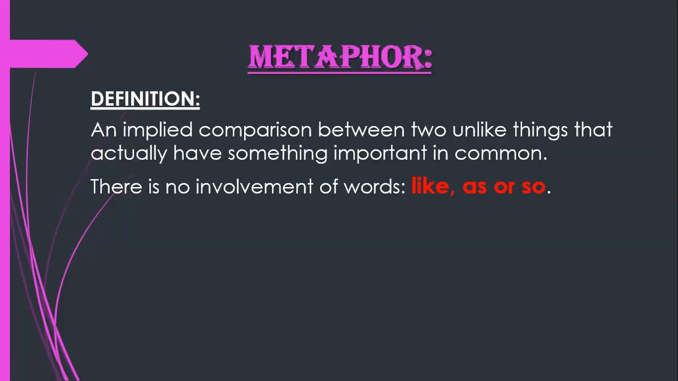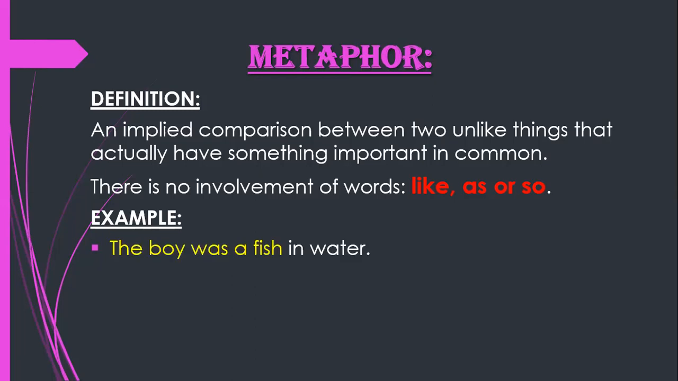Then metaphor. When we talk about the metaphor, it is an implied comparison between two unlike things that actually have something important in common. Again, comparison. In this comparison, we compare things without using like, as, or so. So an example is, the boy was a fish in water. What does it mean? Does it mean he was a fish? No, it means he has been compared with a fish, that he was as happy or as skillful in the water as the fish is.